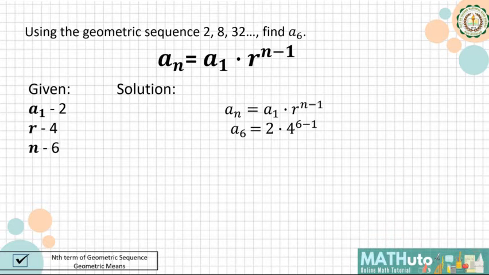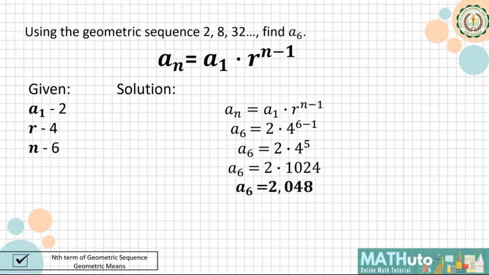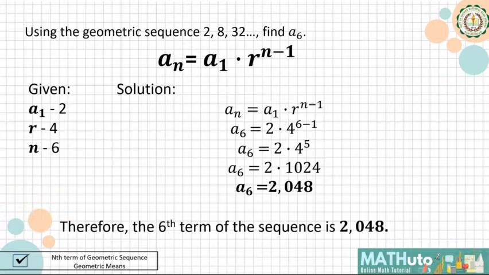Let us simplify the difference of 6 minus 1, that is a sub 6 is equal to 2 times 4 raised to 5. Then simplify the exponents. We have a sub 6 is equal to 2 times 1024. That is 4 raised to 5. And then lastly, let us multiply. We'll come up with a sub 6 is equal to 2048. Therefore, the sixth term of the sequence is 2048.